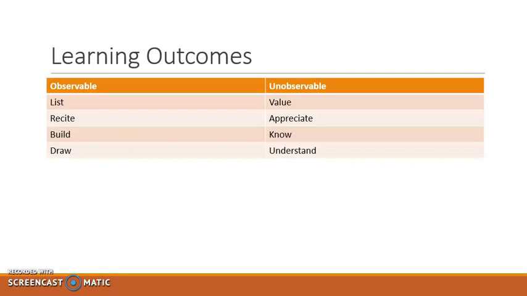When choosing verbs for learning outcomes, you want to include verbs that would lend to two or more individuals making the same determination regarding whether or not a student mastered or failed to meet an objective. The use of observable action verbs is necessary to create an observable learning outcome. To list, recite, build, or draw are examples that would generate an observable outcome, whereas value, appreciate, know, or understand would be unobservable.